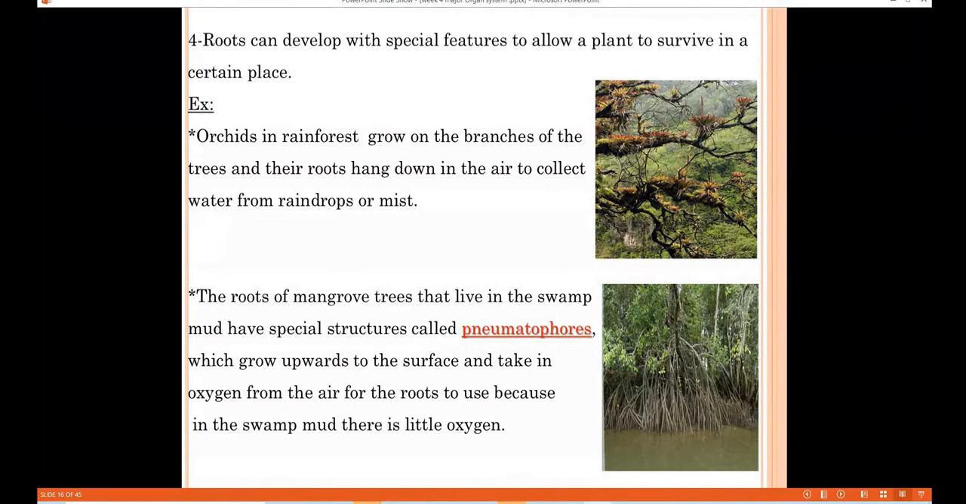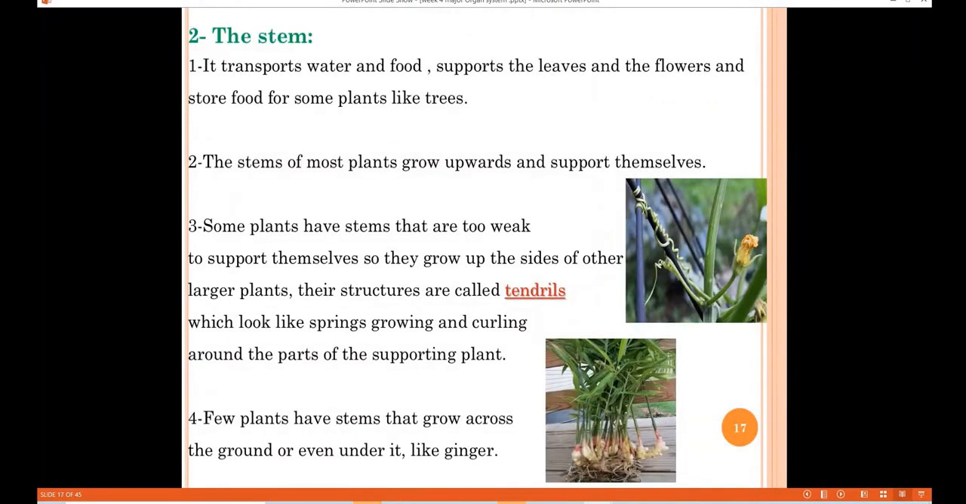Okay, page number 31. Then we were discussing the stem. Under the stem we discussed the functions of the stem. It transports the water and mineral ions from the roots to the rest of the plant, and also it helps in supporting the leaves and flowers, and in storing food in some plants like trees. Stems of most plants grow upwards and support themselves.